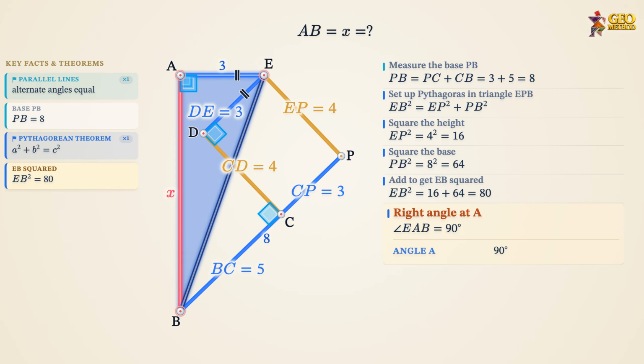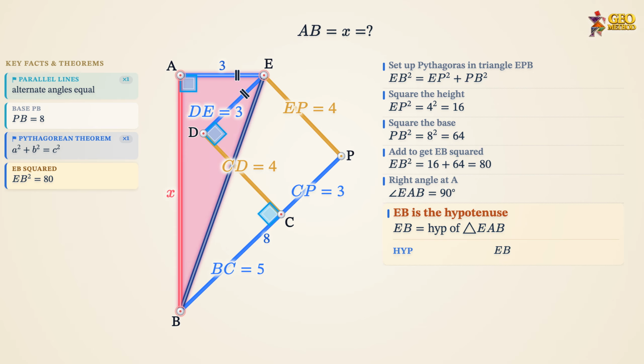Return to corner A, where side EA meets the red side AB. That corner is one of our right angles. So triangle EAB is right angled at A. In this second right triangle, the diagonal EB lies opposite the right angle, so segment EB is the hypotenuse. The two legs are the known segment EA and the unknown red side AB, which is our x.